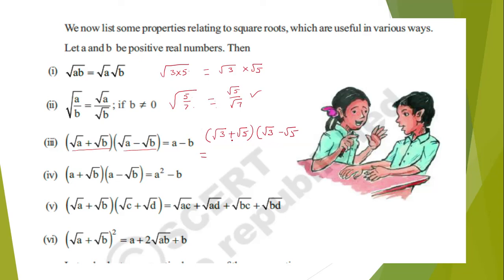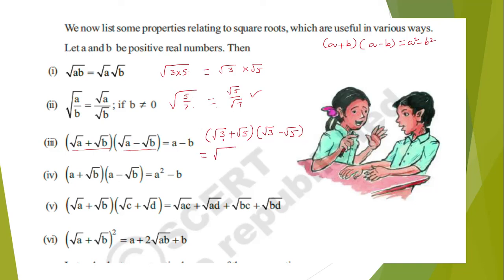A plus B into A minus B. That means A plus B into A minus B is one of the special products, which you already know. A plus B into A minus B gives us A square minus B square. Okay. Now, how do you rewrite this one?